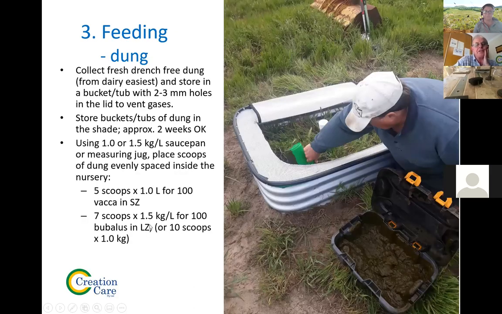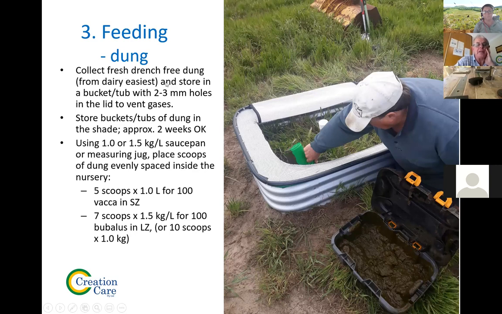So, feeding these nurseries. Collect fresh dung that is drench free. We totally recommend you go to great pains to have no drench residues in the dung for these dung beetle nurseries. Yes, there are drenches around that are more dung beetle friendly than others, like Cydectin, but we don't take any chances with this investment. We get the dung for our beetles from an organic dairy, and we can just go to the concrete pad and get 300 or 400 kilograms in half an hour. So that's a good way to do it if you can.